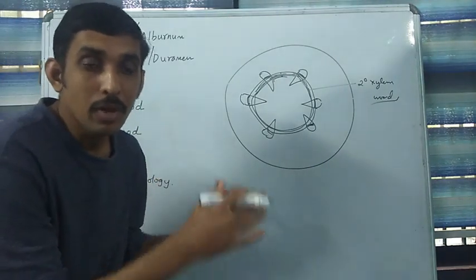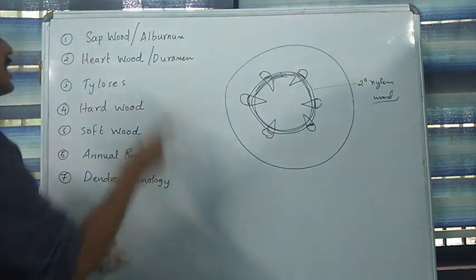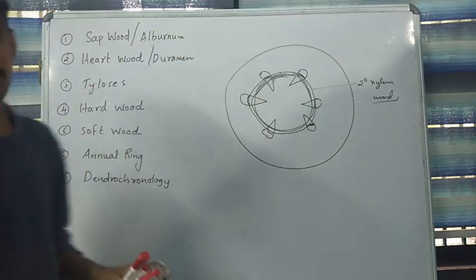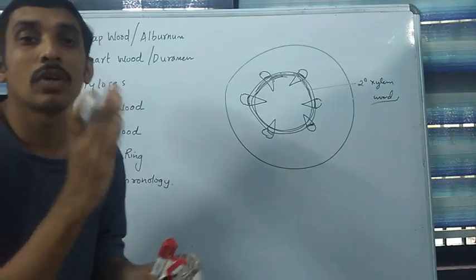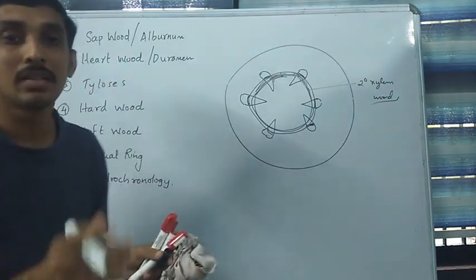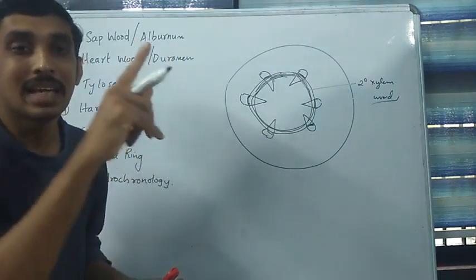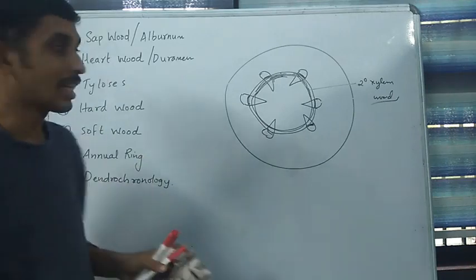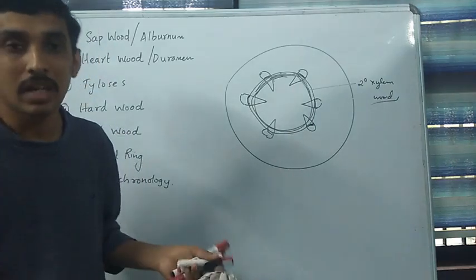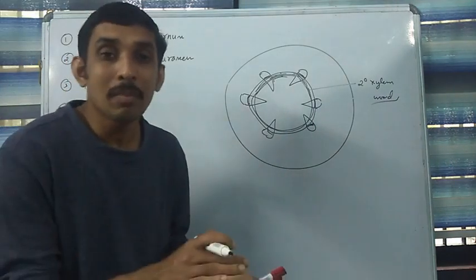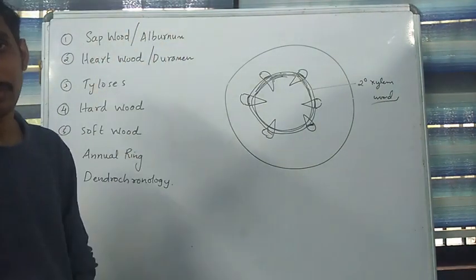Such newly produced, fresh secondary xylem or wood is called sapwood or alburnum, and such tissue can be seen as a light colored region. If you take a timber or wood, you can see that yellow, light colored region. That light colored region is the newly formed secondary xylem which conducts water into different plant parts. Such secondary xylem or wood is called sapwood or alburnum.